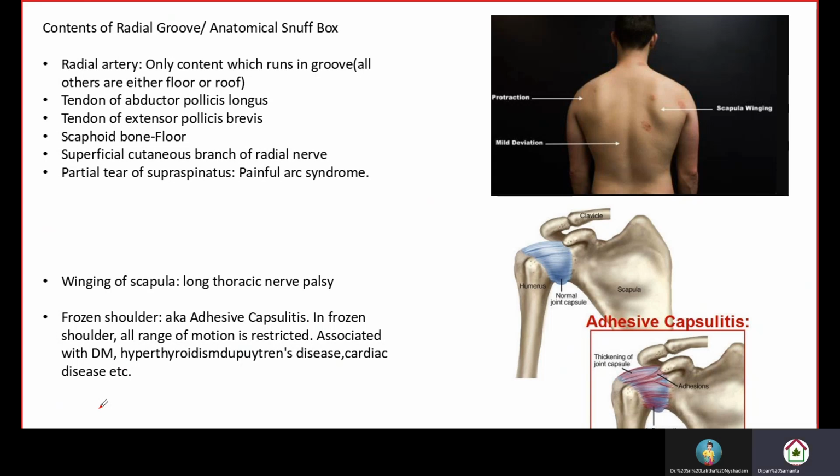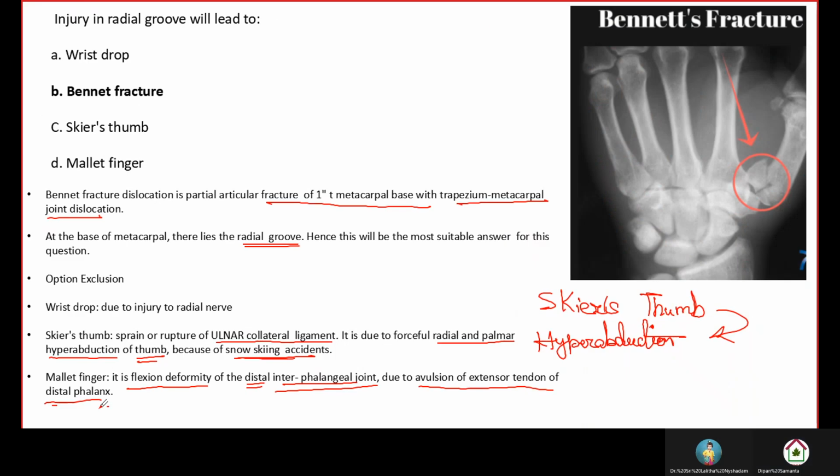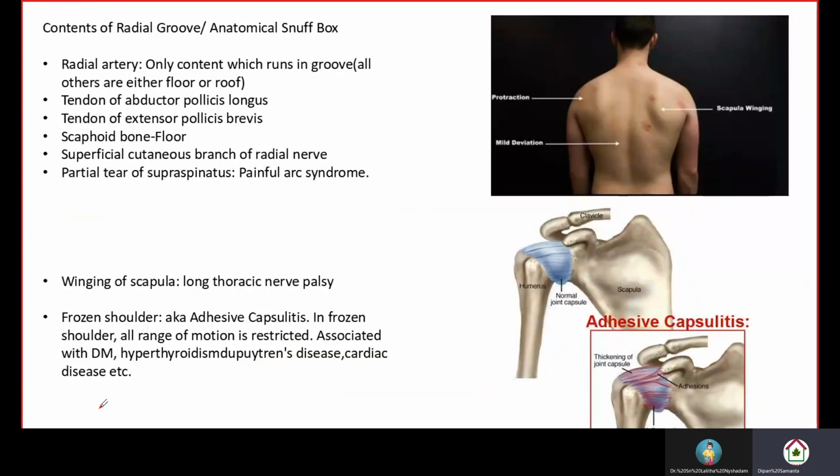Okay, next is winging of scapula and frozen shoulder. Winging of scapula occurs due to long thoracic nerve injury, leading to palsy. Long thoracic nerve palsy, winging of scapula. This is typical of winging of scapula. On the affected side there is scapular winging, and the unaffected scapula is protracted.